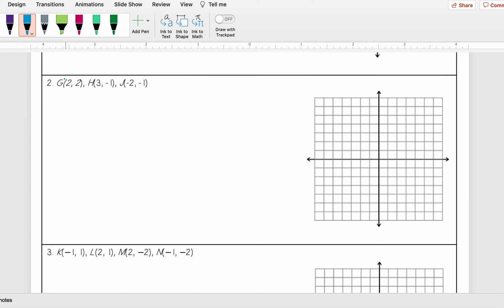Okay, let's try another one. So here I have G is (2, 2), H is (3, -1), and then J is (-2, -1). And so I get this shape here. Again, I have a triangle, so I know that area is equal to 1/2 base times height. So I need to figure out what my base is and what my height is. Well, my base is what it's sitting on, and I see that length is 1, 2, 3, 4, 5.